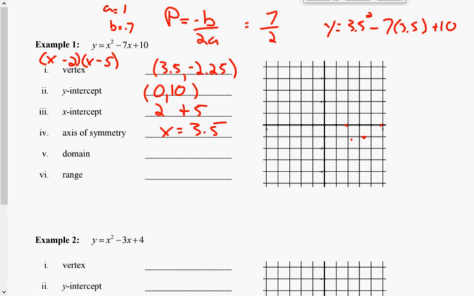My domain. And my range. I know my y value is a minimum because my graph opens upwards. So y is going to be greater than or equal to negative 2.25.